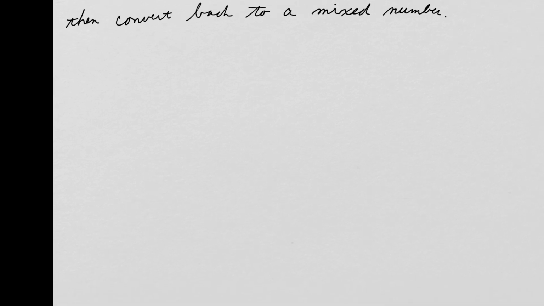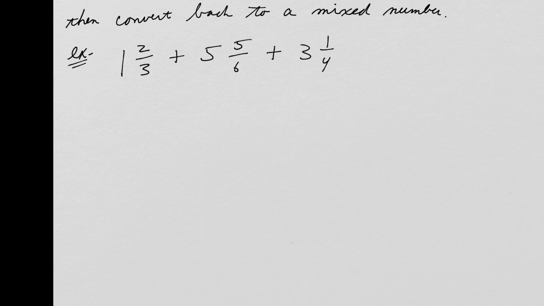Some of my colleagues teach it just one way, but I'm going to give you the option to do either way. So for example, let's say we want to add, here I'll do three numbers together. Let's say we want to add 1 2/3 plus 5 5/6 plus 3 1/4. Okay, but we want to do it this way where we're going to convert to improper fractions first. So first thing you want to do is convert these all to improper fractions.